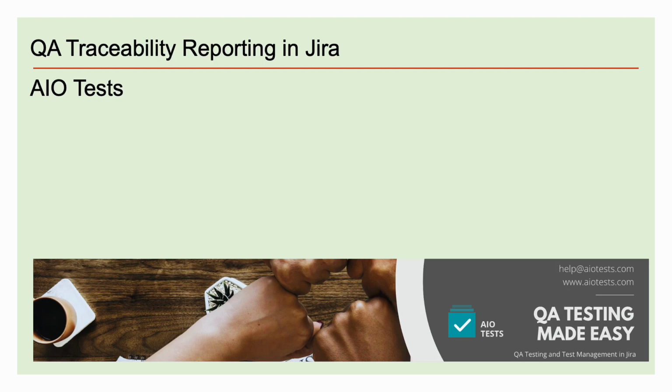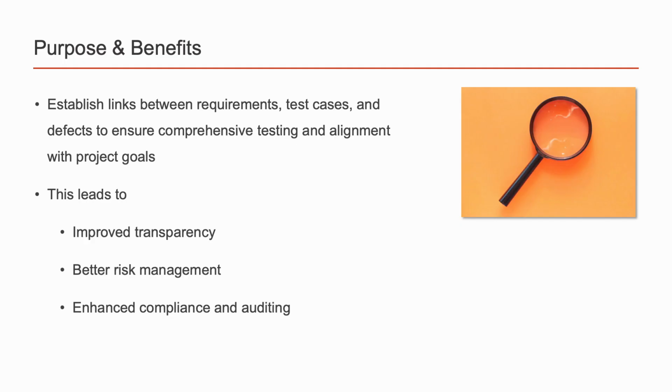In this video, we are going to talk about QA traceability reporting in Jira using AIO tests. This report is used to understand requirements coverage against test cases and the associated defects. The benefit of this report is to improve transparency and facilitate risk management by tracking the relationship between requirements, tests, and their outcomes. Let us jump into how we can create this in AIO tests.